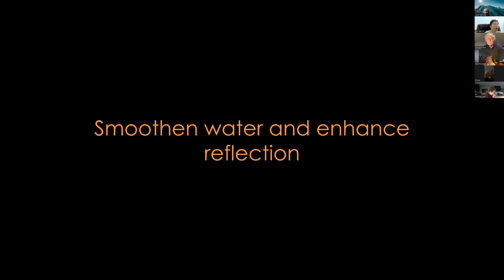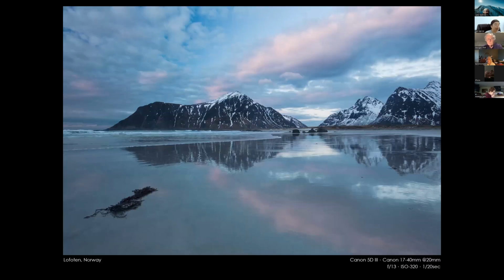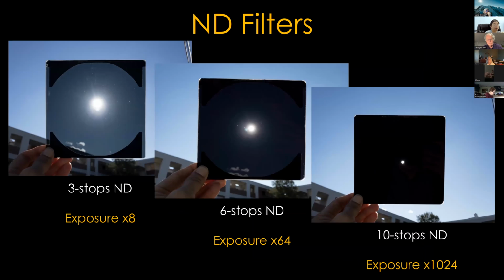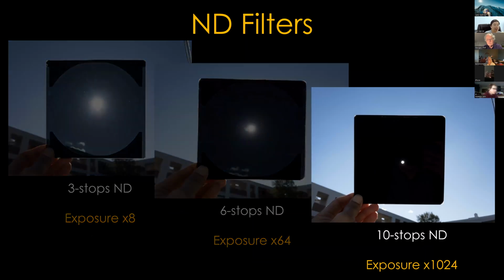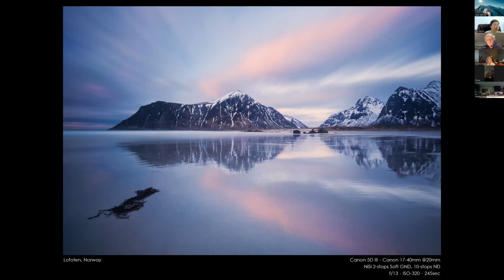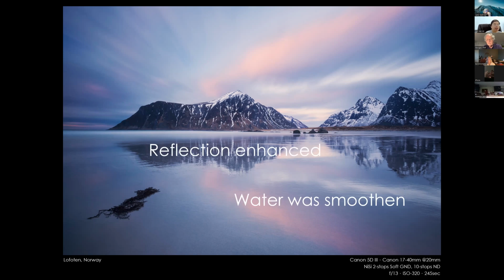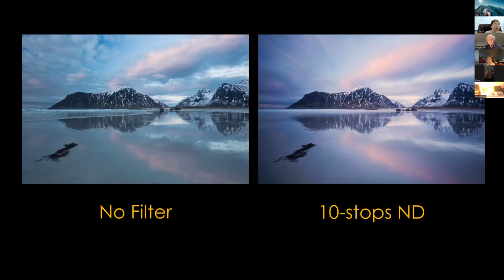Sometimes we use long exposure to smoothen the water and have refraction. For example, in the image here, you can see that the refraction is kind of distracted by the ripples. There is so much detail in the refraction. But when you use a long exposure, in this case the 10-stop ND filter, we can smoothen the water. And when the ripples are all gone, the refraction is enhanced. At the same time, with the use of long exposure, it also brings out the sense of movement of the clouds here.